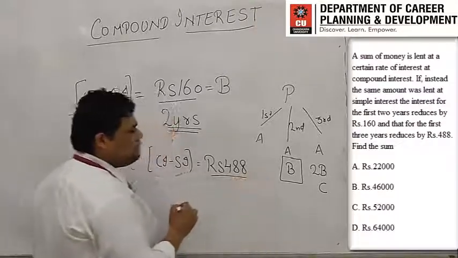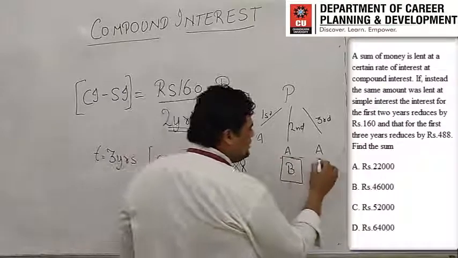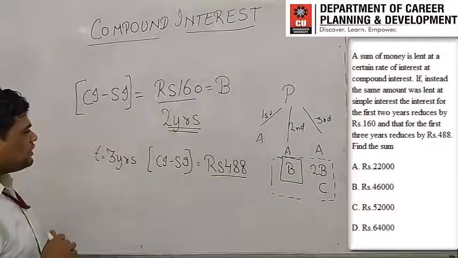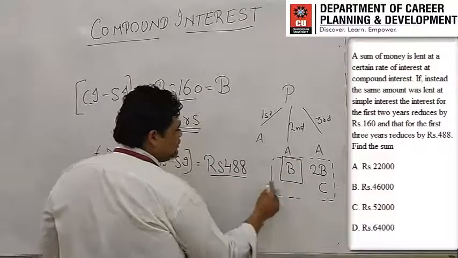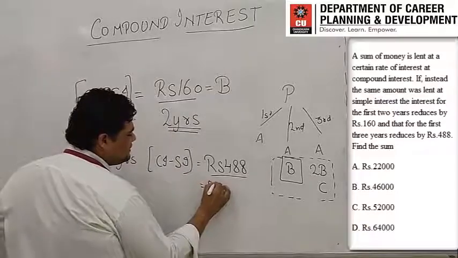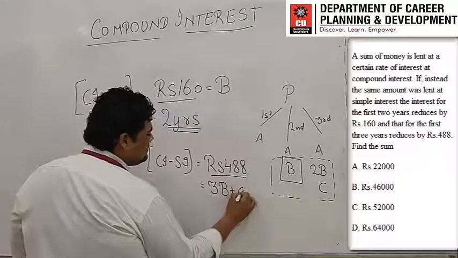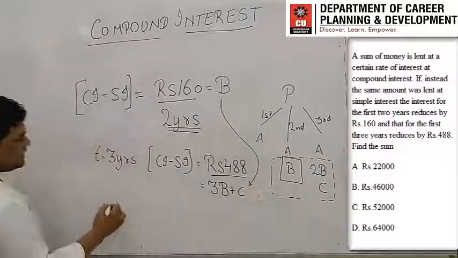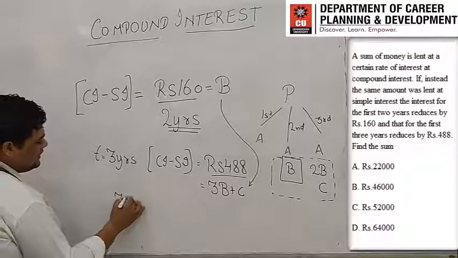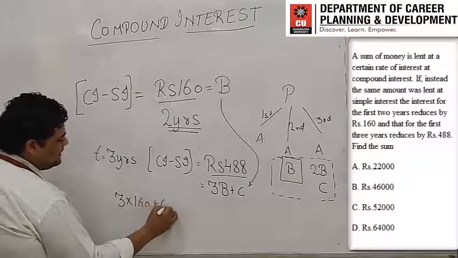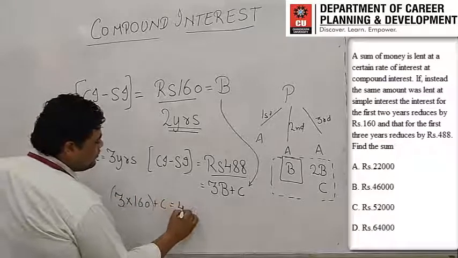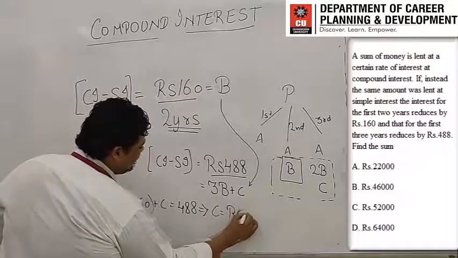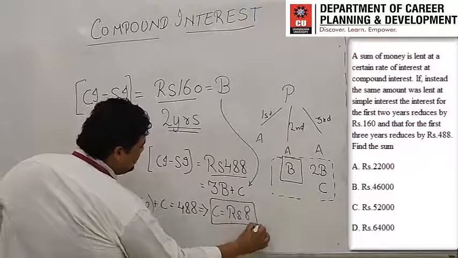Now this 488 will be B plus 2B plus C, which is the total difference for the 3 years, that is 3B plus C. Just put the value of B in this equation. It will be 3 into 160 plus C equals 488. From this, I find the value of C as rupees 8.